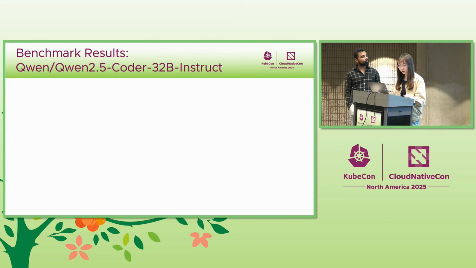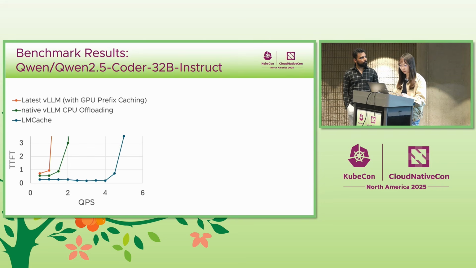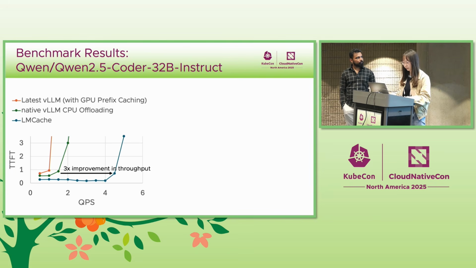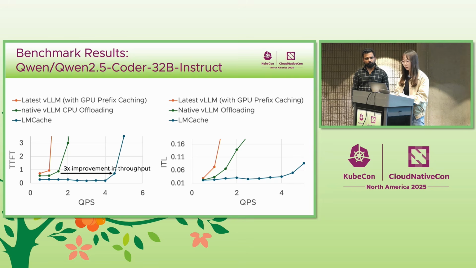I'll show the results on another type of model, which is the Qwen 32 billion model. On this figure, as for TTFT, this is vLLM CPU offloading, and LMCache. Here at the same level of TTFT, we improve the throughput by 3x. And similarly, in terms of ITL, this is vLLM CPU offloading, and LMCache. So just to summarize, LMCache can greatly improve the performance of LLM inference across these different sizes of models and different types of models.